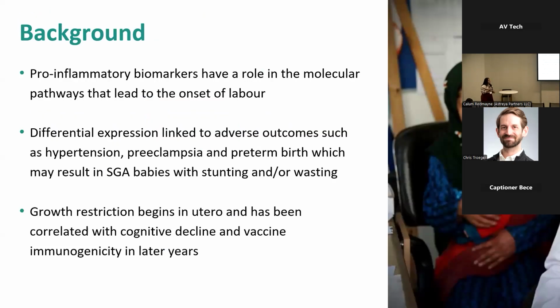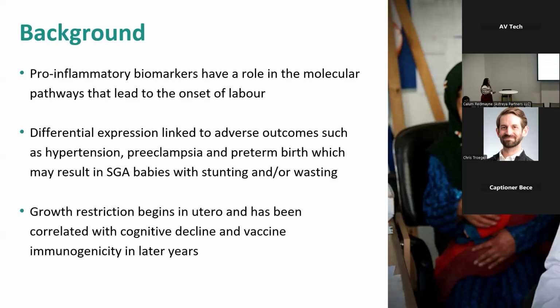So, a bit of background, which most of you might already be aware of, so apologies if this is a bit of a repetition, but pro-inflammatory biomarkers have been implicated in the molecular pathways that lead to the onset of labor and ultimately adverse outcomes as well. And a number of biomarkers have been linked to outcomes such as hypertension, preeclampsia, preterm births, which can obviously result in small for gestational age babies with or without stunting and or wasting. And these molecules can be upregulated and downregulated depending on the pathophysiology implicated in the outcome of interest.